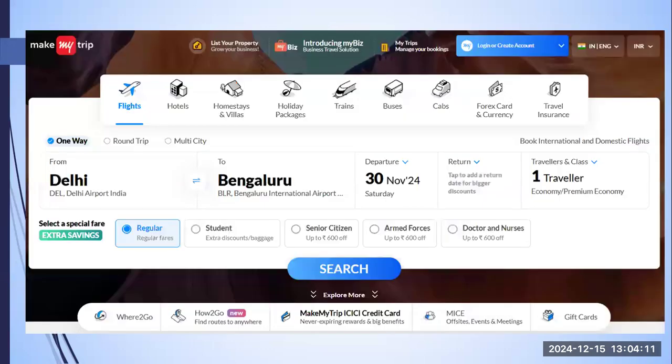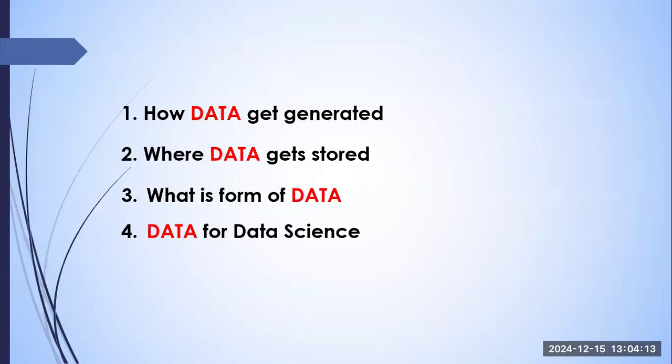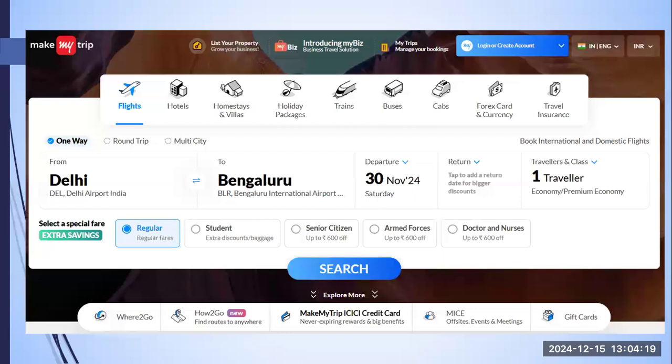Now, I will just explain one example: how data gets generated, where data gets stored, and what is the form of data for data science. So we take one example of Make My Trip. This is a portal where you can book hotels, flights, villas, holiday packages, trains, buses, cabs. So all these things you can do with Make My Trip. We are taking the example of flight here. How does data science work, how does our data generate?